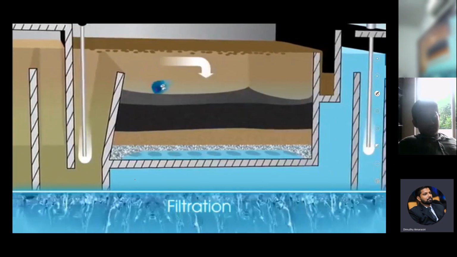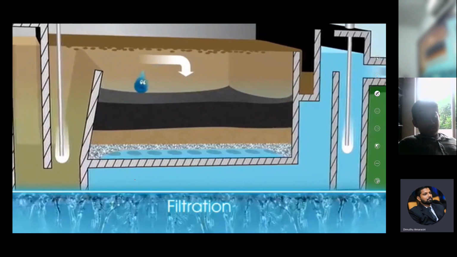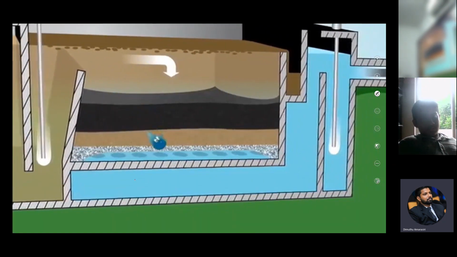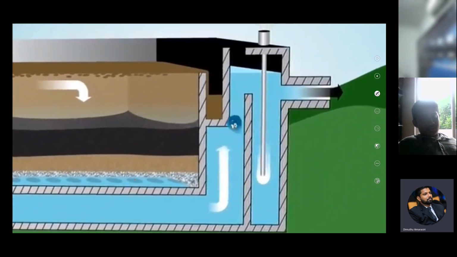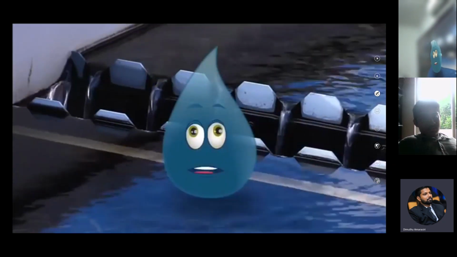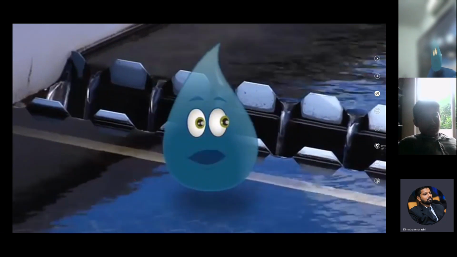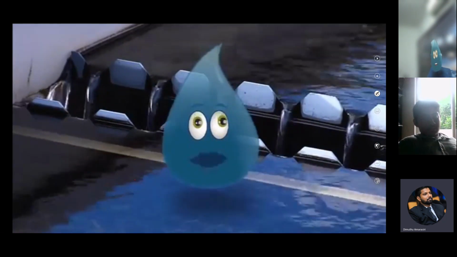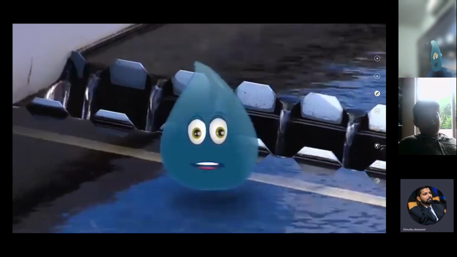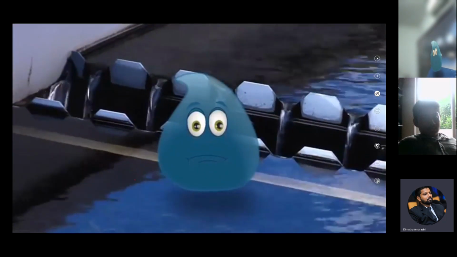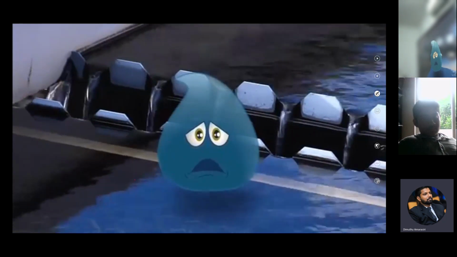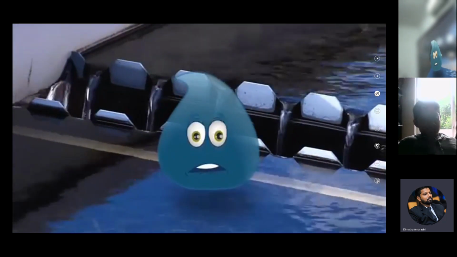The next step, filtration. Whoa, hey, watch it. Wow, can a water droplet get a bruise? Jeez, ow. Wow, I just got pushed through layers of activated carbon, sand, and gravel. Please tell me I'm clean. Yeah, sorry, Splash, you're not completely out of the water. You're filtered, but you might be infected with tiny microorganisms.